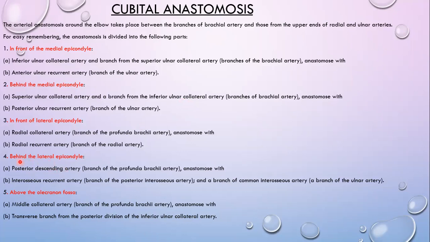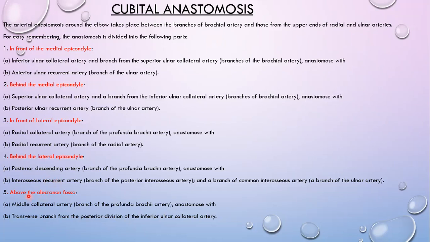Which will anastomose behind the lateral epicondyle? The posterior descending artery, which is the terminal branch of profunda brachii, will anastomose with the interosseous recurrent artery. The interosseous recurrent artery is from the posterior interosseous artery. And remember, the posterior interosseous artery is a branch from the common interosseous artery, and the common interosseous artery is a branch from the ulnar artery.